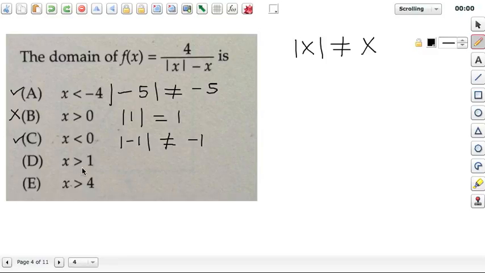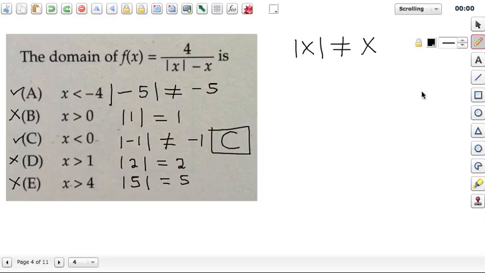How about something greater than 1? Is absolute value of 2 equal to 2? Well, we're going to reject that because we want it to be not equal. Something greater than 4, is absolute value of 5 equal to 5? And we will reject that because we want them to be not equal. So we have two choices here, A and C. Now, if we picked choice A, we're actually eliminating the numbers from, say, 0 to negative 4. So we have to pick C to make sure that all of the choices are included.